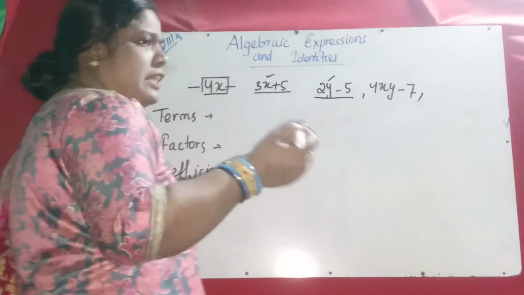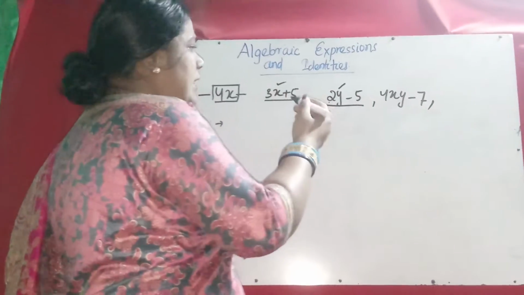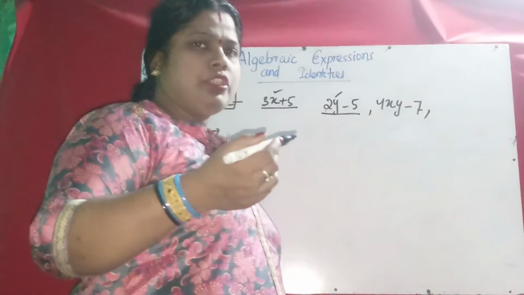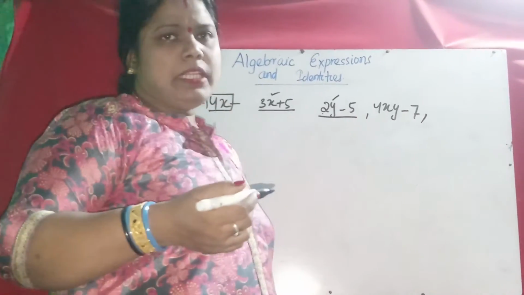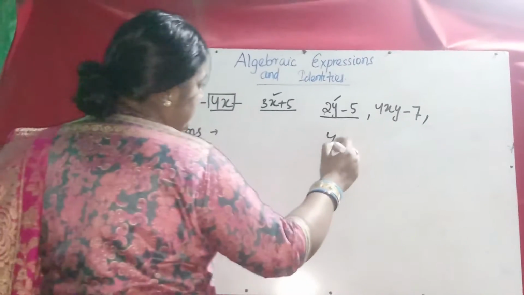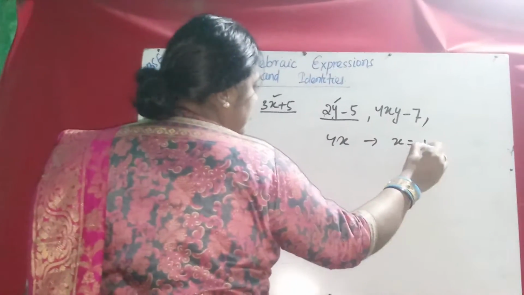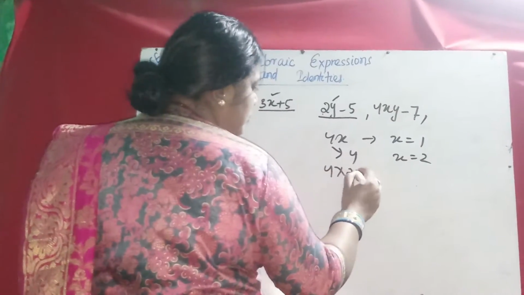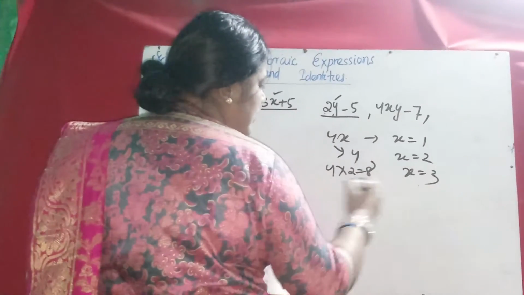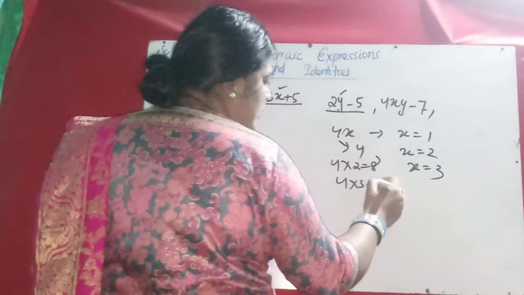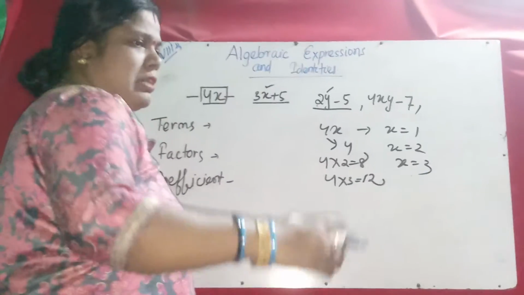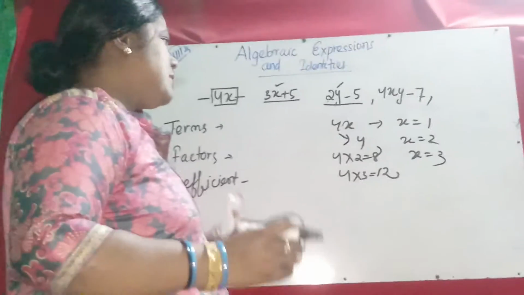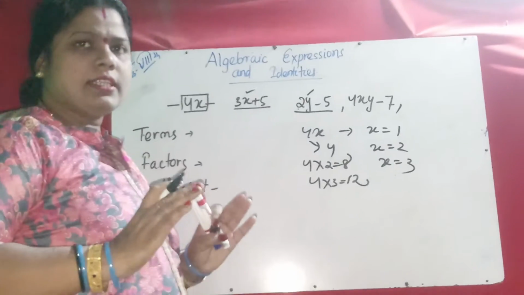So according to the variable, x, y or xy, this value may be anything. Whatever number you put, according to the value given, the answer will change. Suppose 4x. When x equals 1, the value will be 4. When x equals 2, 4x means 4 into 2, it will be 8. If x equals 3, 4 into 3, 12. So as the variable's value changes, your answer will also change. So an algebraic expression is always constructed with variables and constants.